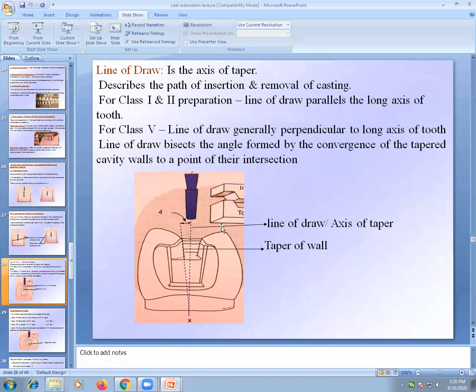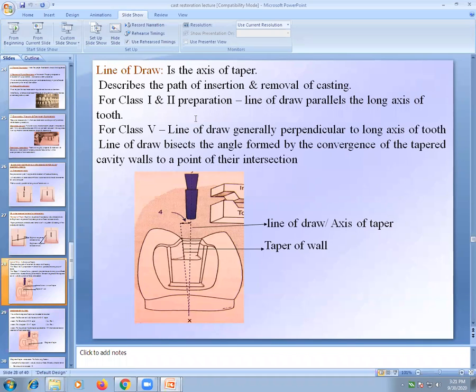I mean, this is the same line of draw. It is the axis of the taper. Right here, you can see there is a single line of draw. Here we have to place the wax pattern in this direction only and remove the wax pattern in this direction. There is a single path. Describe the path of insertion and removal of the casting.